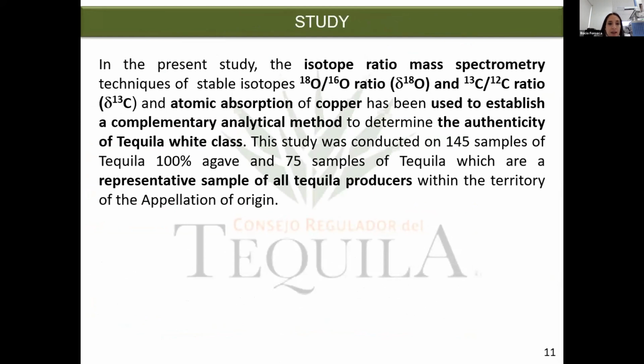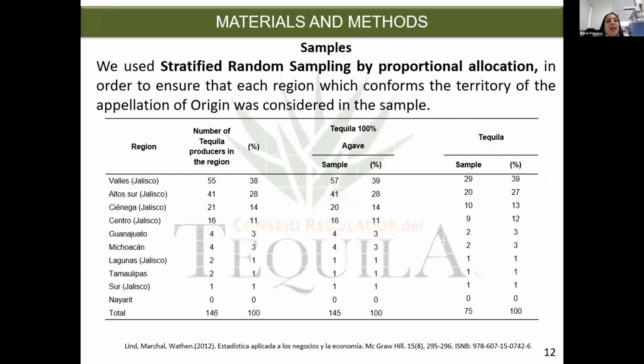white glass. This study was conducted on 145 samples of tequila 100% agave and 75 samples of tequila, which are representative samples of all tequila producers within the territory of the appellation of origin. Now, we use a stratified random sampling by proportional allocation in order to ensure that each region which conforms the territory of the appellation of origin was considered in the sample.